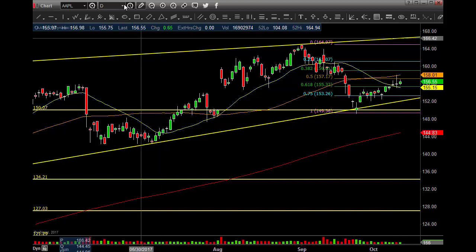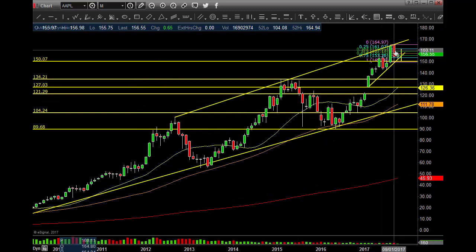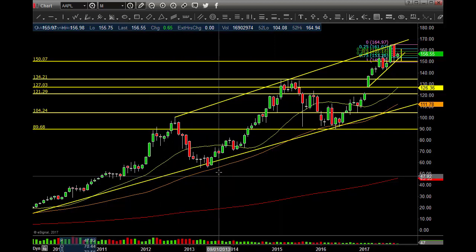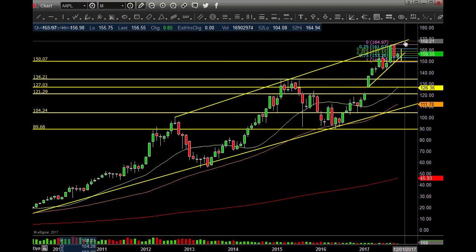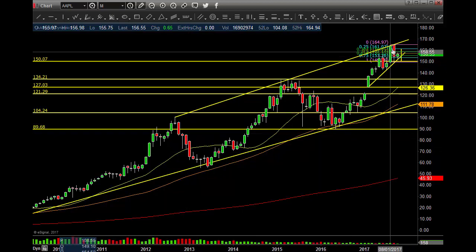So be careful. Let's look at the monthly real quick here on Apple. Apple, a little bit stretched. We always talk about the 20 MA being target. You can't get too far from that. See how it gets far, comes back, gets far, comes back, gets far. We could be coming back anytime soon. But we'll have to see how this goes.